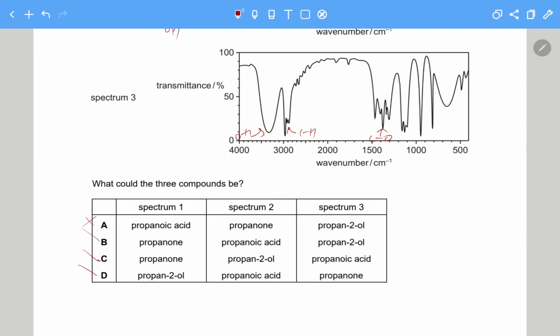So we had, remember I said it is likely to be a carboxylic acid, so propanoic acid. So that means C cannot be the answer. It is between B and D, the competition. Spectrum 3, it is likely to be an alcohol, and that is propan-2-ol over here. Remember, it cannot be propanone because it does not have a C=O stretch, and therefore the answer is B.